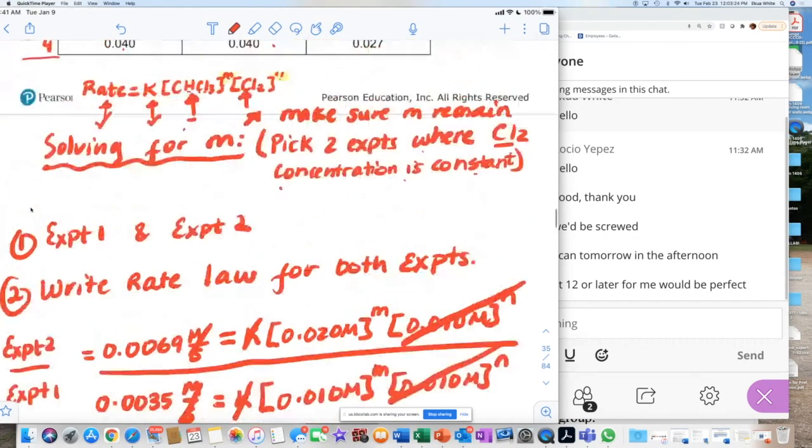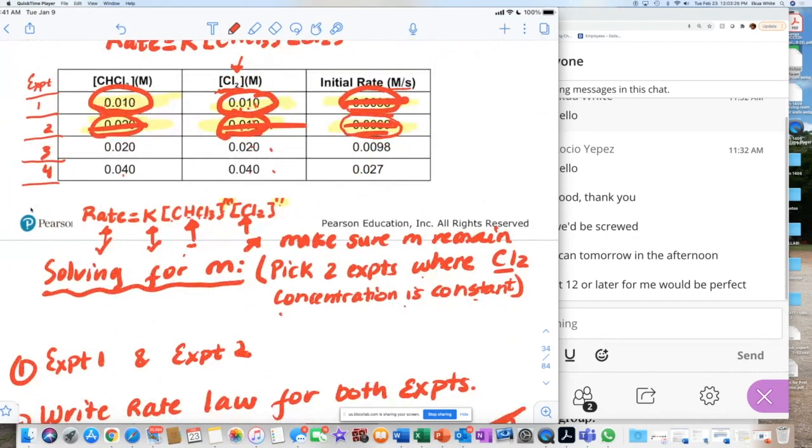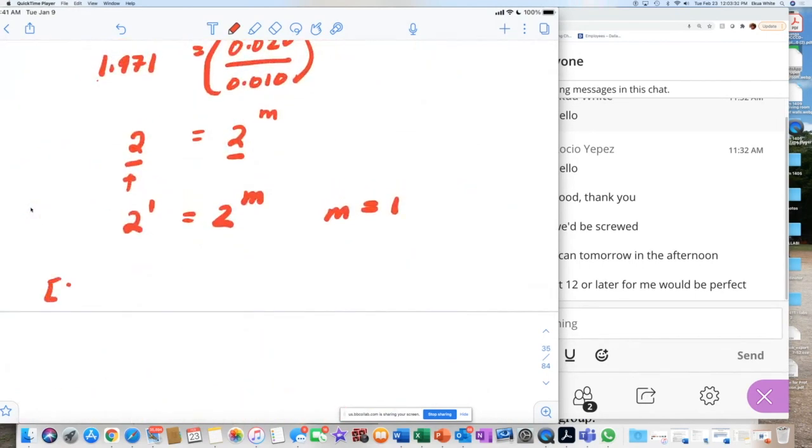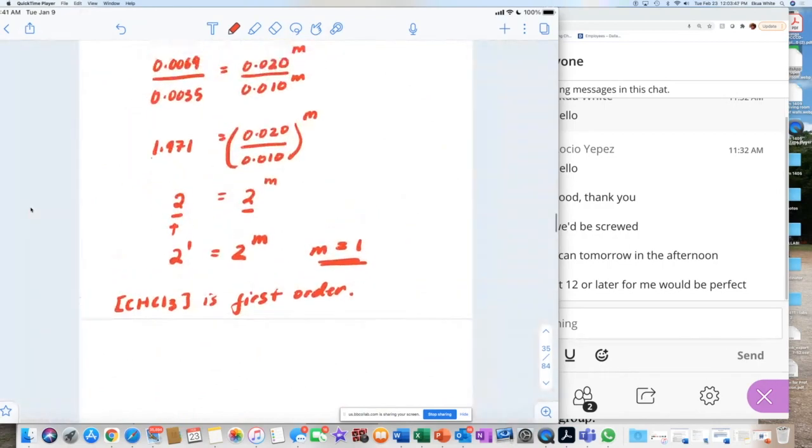The power N. The reactant we wrote is first order. N is equal to 1. CHCl3, the M power 1. So rate is equal to K[A][CHCl3]. That's it. And this is the generic form of a first order reaction, because we got M equal to 1. So make sure you know that.